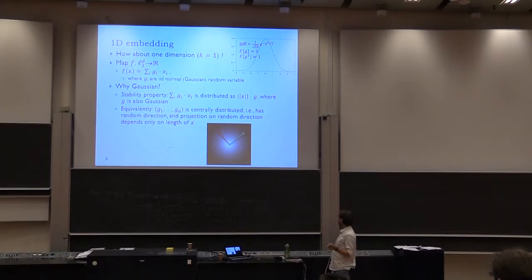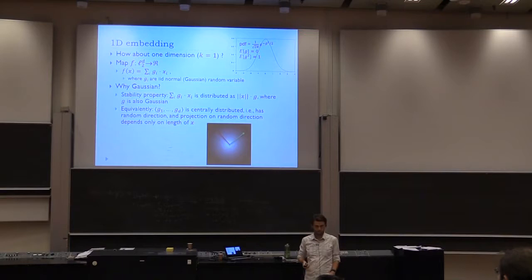Okay? So basically, these two vectors that should be of the same length have the same probability of appearing. And then this sum can be seen as a projection of a vector x on this vector g, right? And since it's symmetric, this sum can only depend on the length of x, because there is no direction that is preferred. So essentially this should be some kind of length of x times some random variable, and it happens to be also Gaussian.